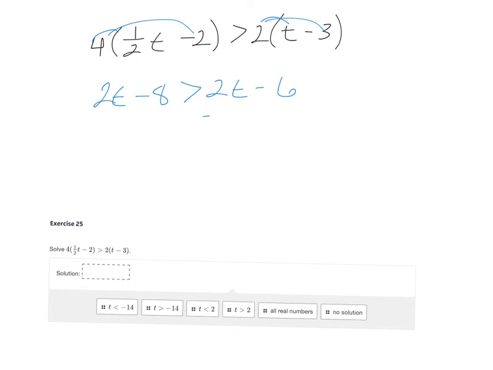Let's say we minus 2t from both sides. We're going to get negative 8 is greater than negative 6. Is negative 8 greater than negative 6? No, it's not. Negative 8 is not greater than negative 6, so this is a no solution.